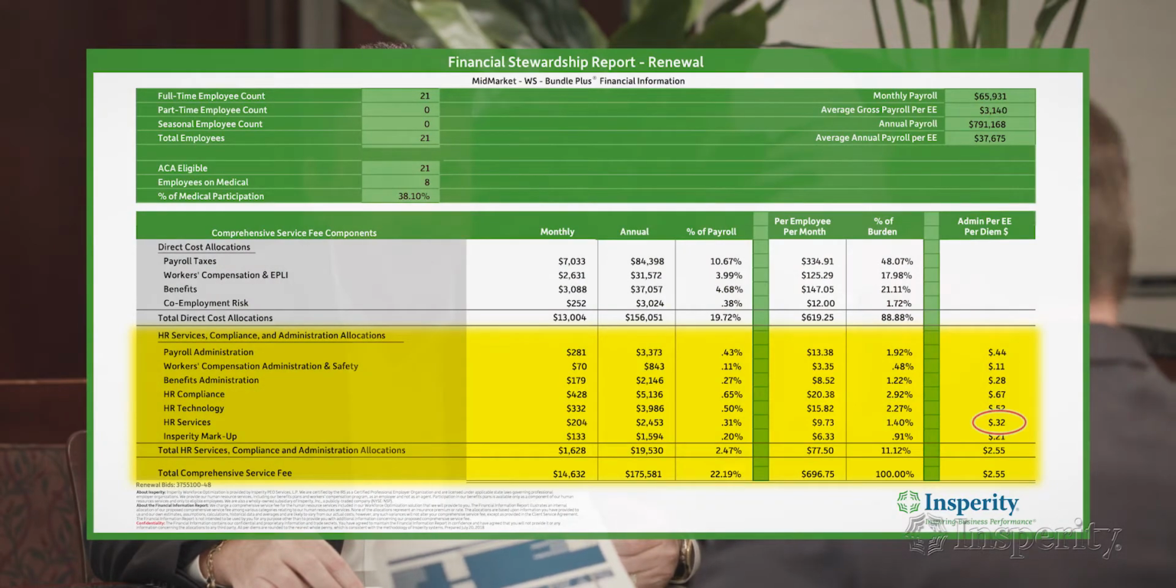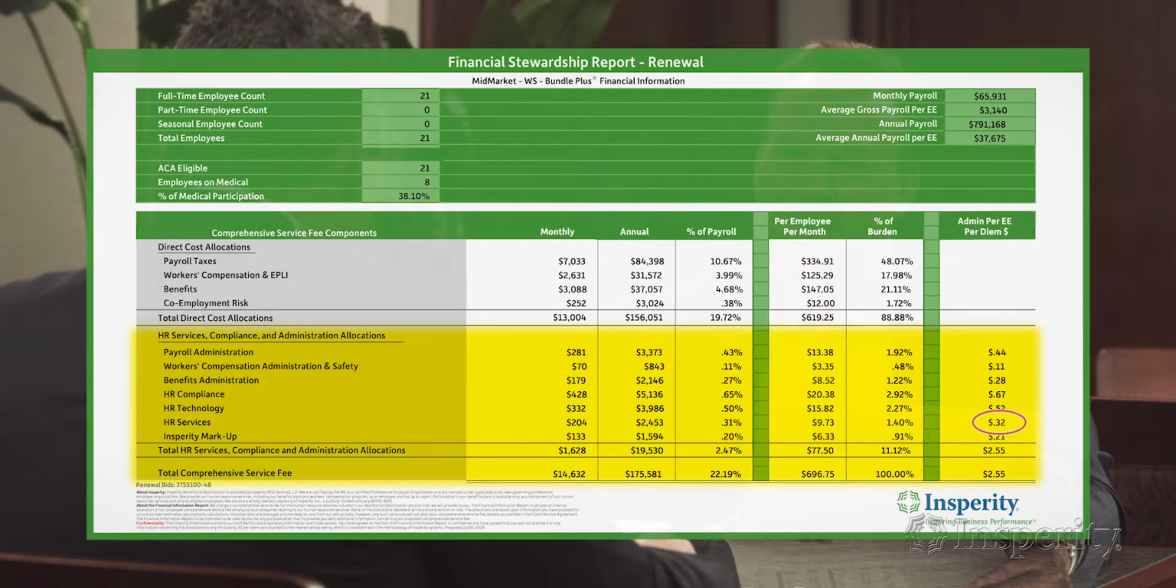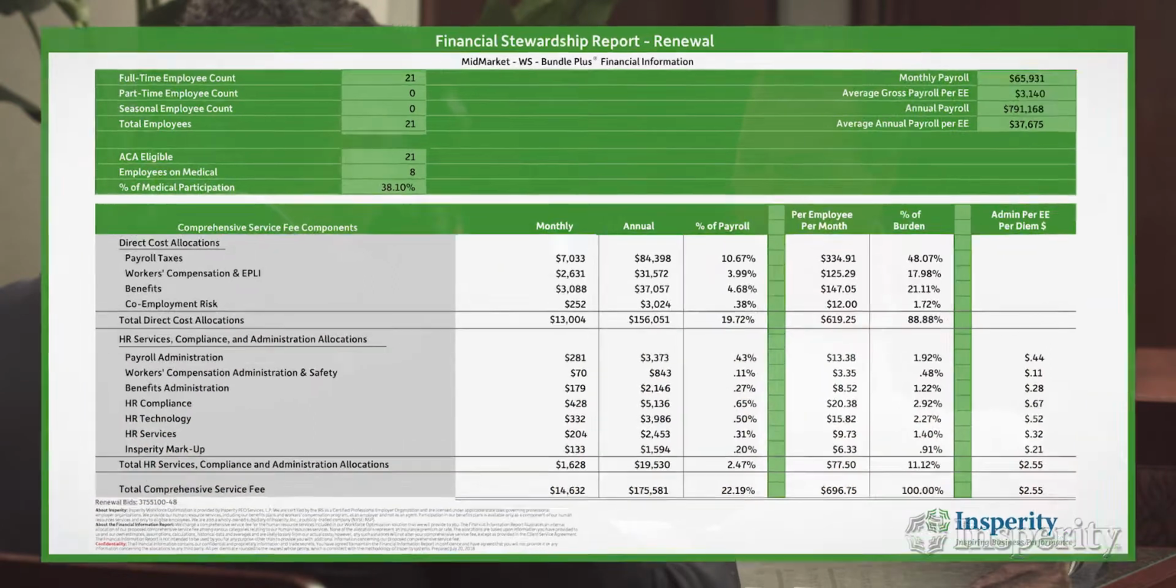Okay, great. Well, I was wondering where you guys were going to charge me for you. That's right. Absolutely. Probably should be higher, but we can debate that. So that's about 32 cents a day for the HR services portion of our comprehensive service fee. Okay, that's good.